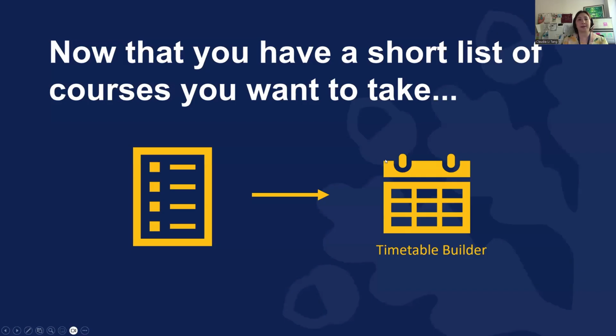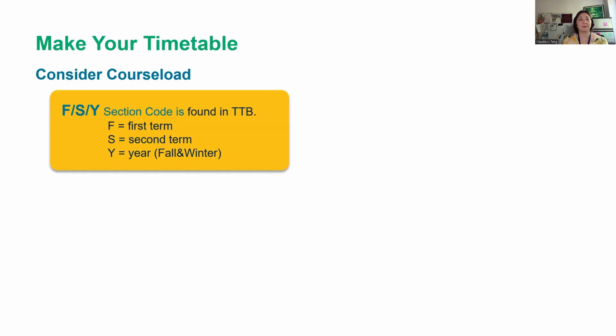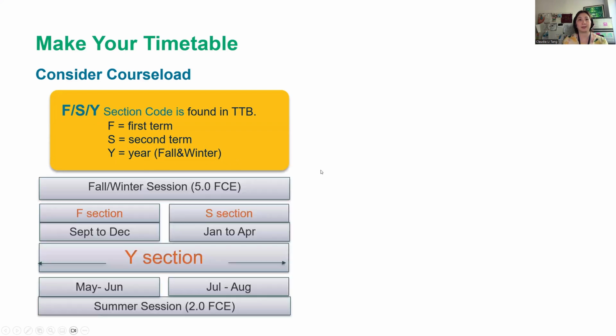Okay, so let's assume that you already have listed out some programs and you started to build up your list of core courses and electives. Then this would be the time to move into using the timetable builder. So timetable builder is where you are going to find when the course is going to be offered. Is it a first term, second term, or a year course that goes throughout the fall winter session?